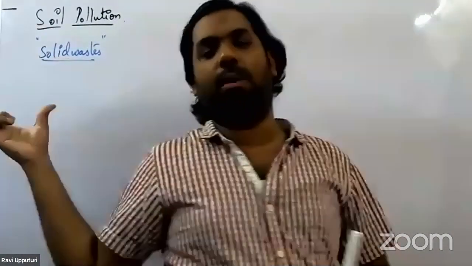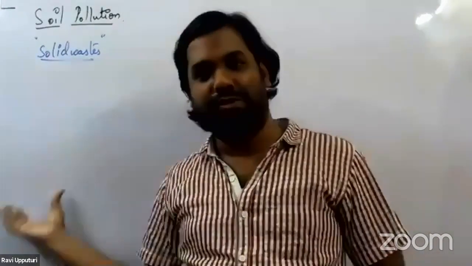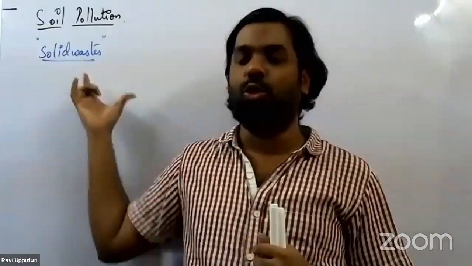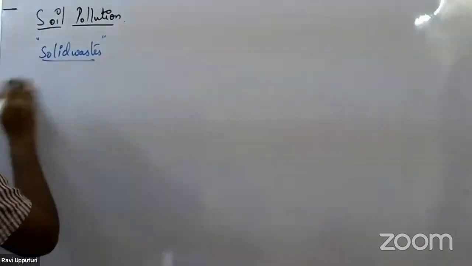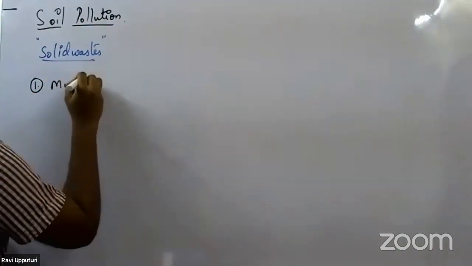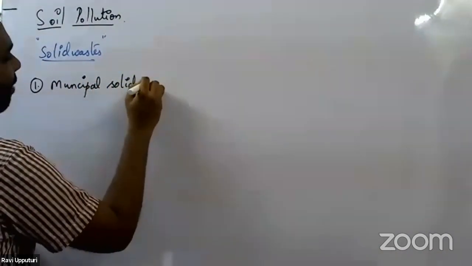Whenever we talk about solid waste, there are different types of solid waste. Let us take up those different types, and then we'll see what effects are shown by solid waste. Number one, we have something called municipal waste, municipal solid waste. This is the first type of solid waste.